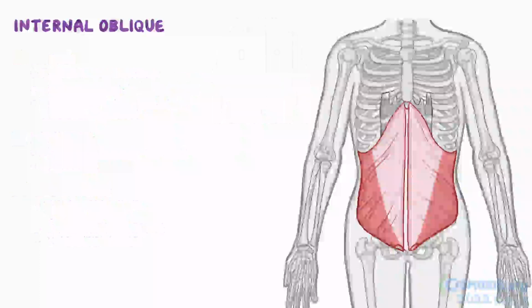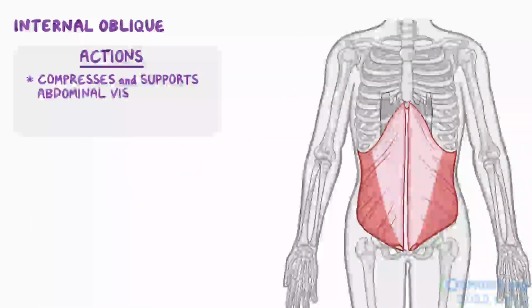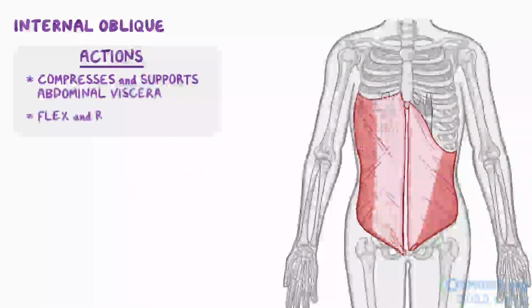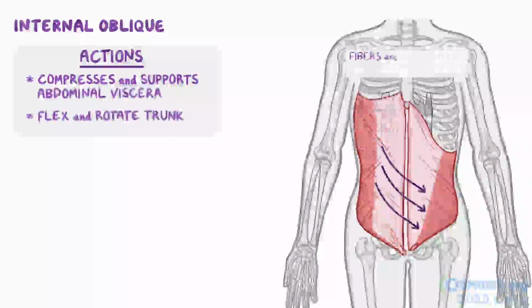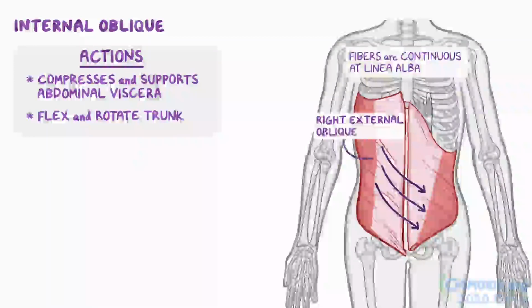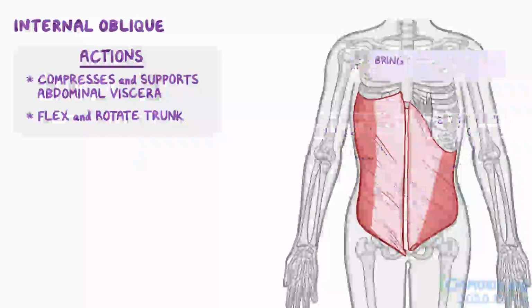Similar to the external oblique, the internal oblique muscle compresses and supports abdominal viscera and also helps to flex and rotate the trunk. More specifically, since many of their fibers are actually continuous at the linea alba, the right external oblique and the contralateral left internal oblique would work together to bring the right shoulder towards the left hip.